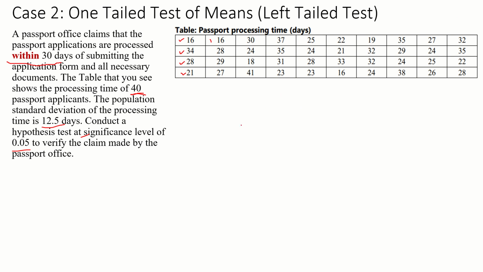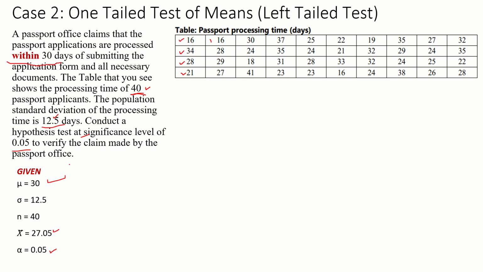So let us see what is given. Mu equals 30 days is given. The population standard deviation sigma is given, 12.5. Then 40 is n, the number of applications. Then x bar we have calculated: we summed up all the values in the table and divided by 40, and then we got this value. Then alpha is 0.05.